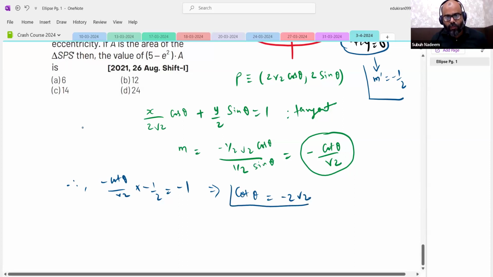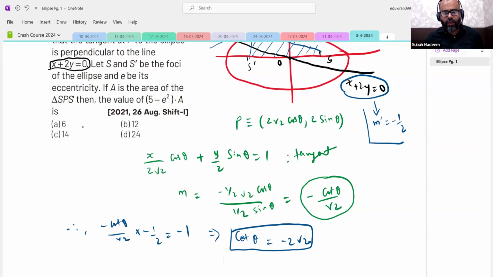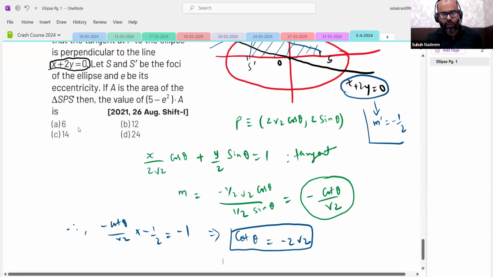So this is cot theta minus 2. That's right till here. We have got cot theta. But it needs to be positive, I think. Is there any mistake we have done here?